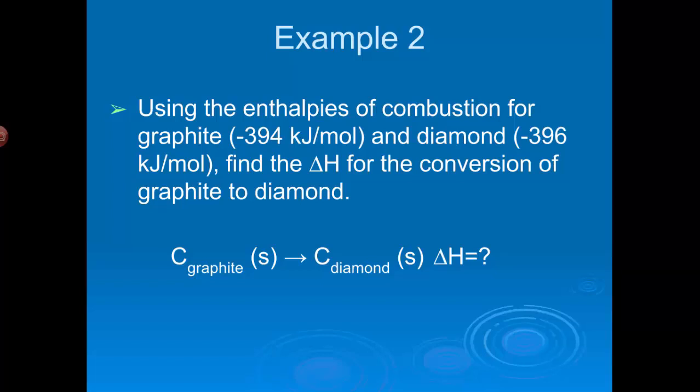We can do the same thing with diamond. Most people don't realize diamonds burn. They form carbon dioxide and water just like anything else. So what we want to do is use those two values to find the delta H, the amount of energy change for the conversion of graphite to diamond. Is converting graphite to diamond an endothermic or exothermic process, and by how much? That's what we're going to be doing here.